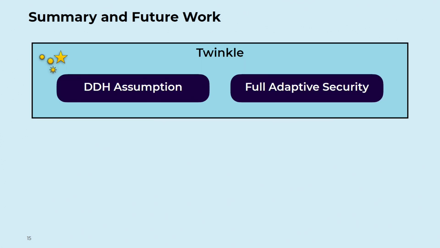Okay, so let me summarize what we have seen in this work. We have constructed Twinkle, a new threshold signature scheme from DDH. It is adaptively secure for up to T adaptive corruptions. In the end, I want to mention two open problems. And if you have any ideas, feel free to talk to me afterwards.